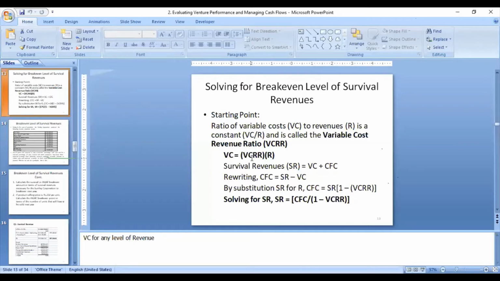From this to here, instead of the R, we substitute survival revenue. So then you will get the equation like this. From this equation, you can derive this one. So survival revenue is equal to cash fixed cost divided by 1 minus variable cost revenue ratio. This is the survival break-even point. So the survival revenue you can calculate by dividing cash fixed cost by 1 minus the variable cost revenue ratio.